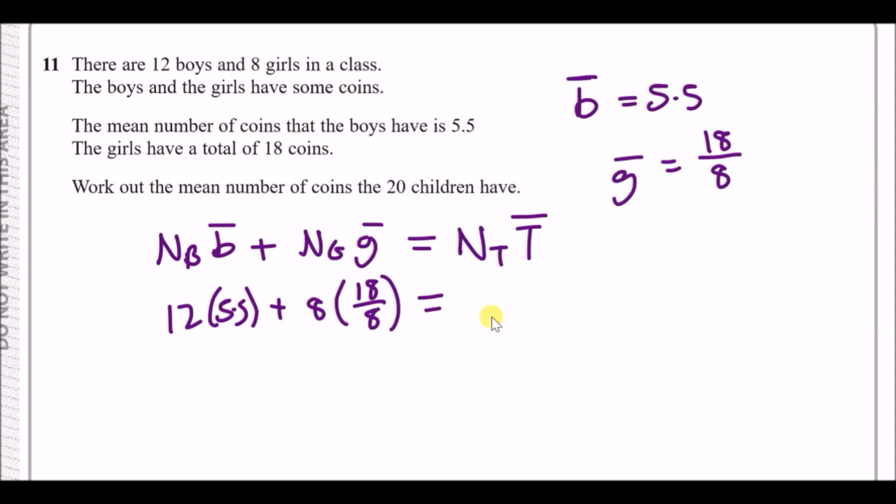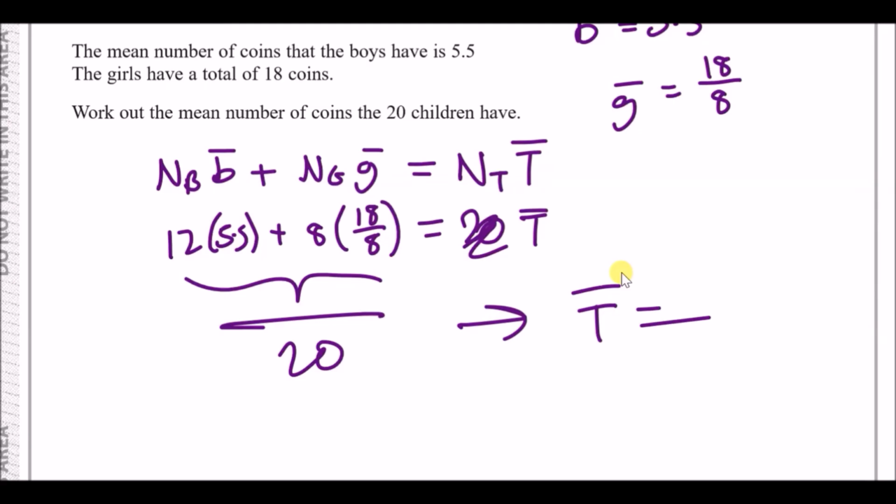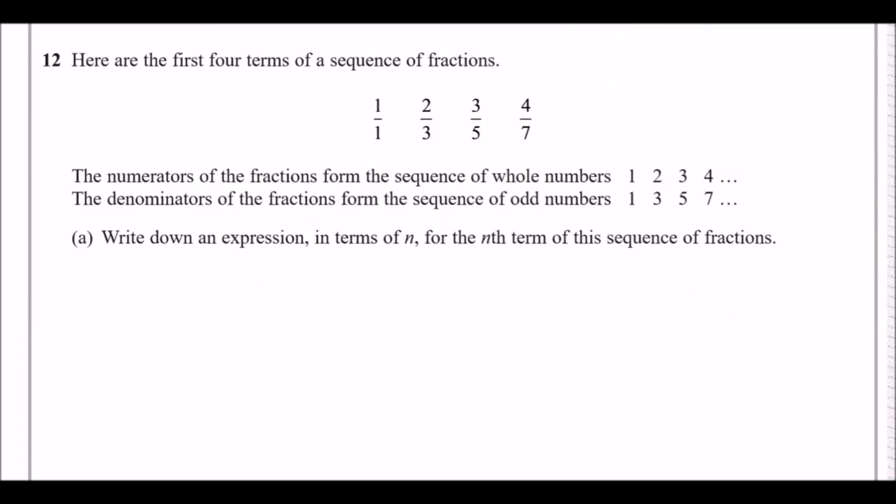And this will give us the total number of children, which is 20, times this mean. And that's what we're trying to find. We're trying to find this t-bar, yeah? So in your calculator, rearrange, put all of this in, and then divide it by 20. And when you do that, you should get an actual mean of 4.2. And that's it, guys. That's this question done. Okay, number 12.